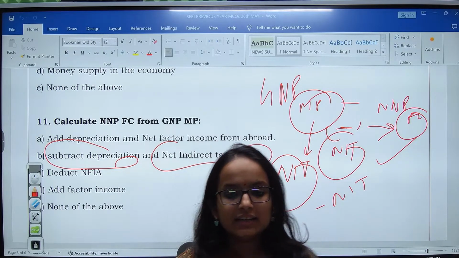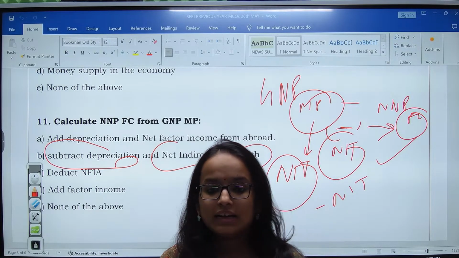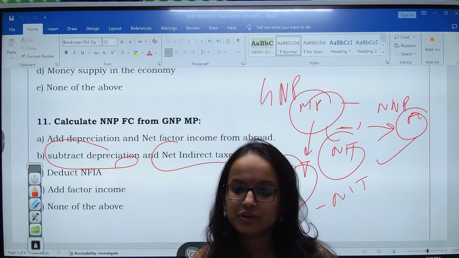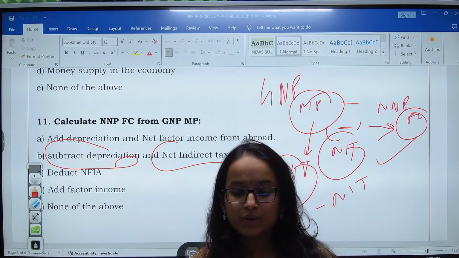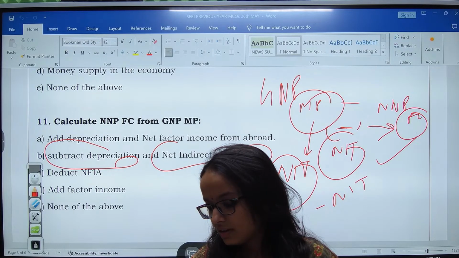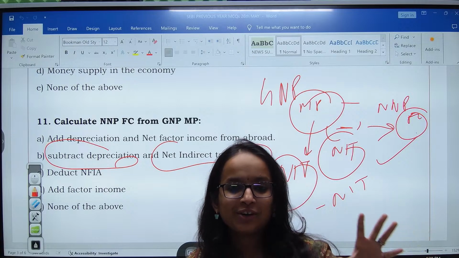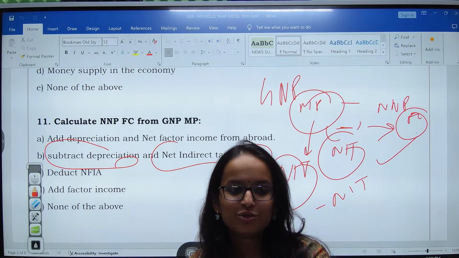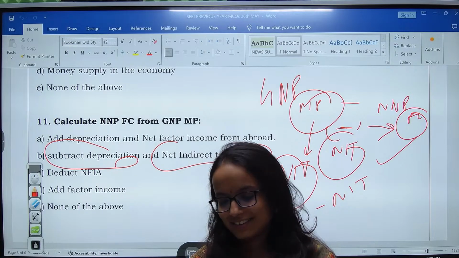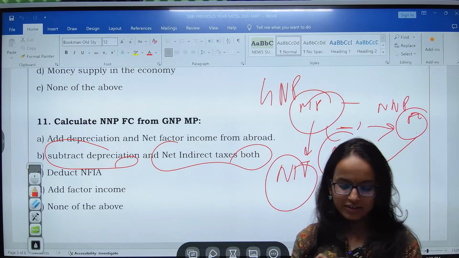So these aggregates and their calculation become very easy once you are very clear and handy with your basic formulas related to national income, okay? These should be on the tip of your fingers, okay? If someone wakes you up from sleep and asks what is the difference between domestic product and national product, you should be able to tell that it is NFIA, right? Okay.